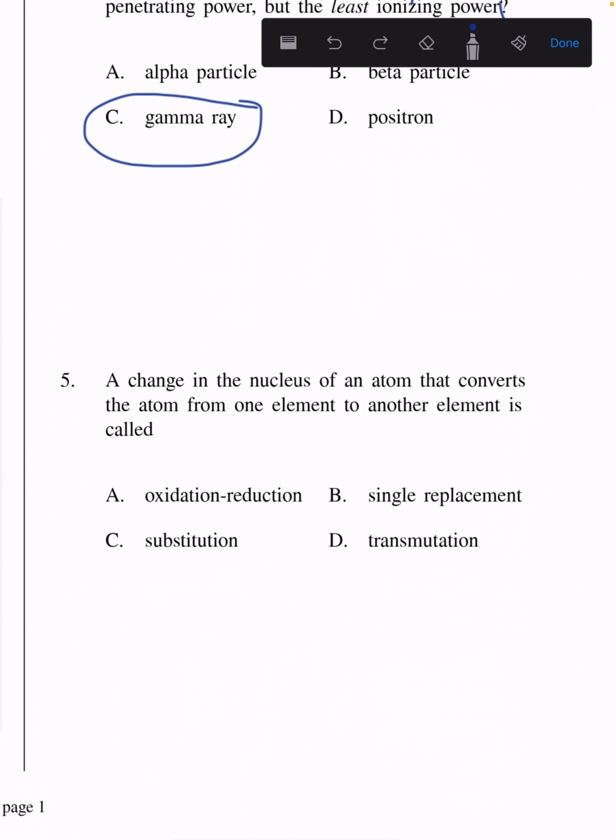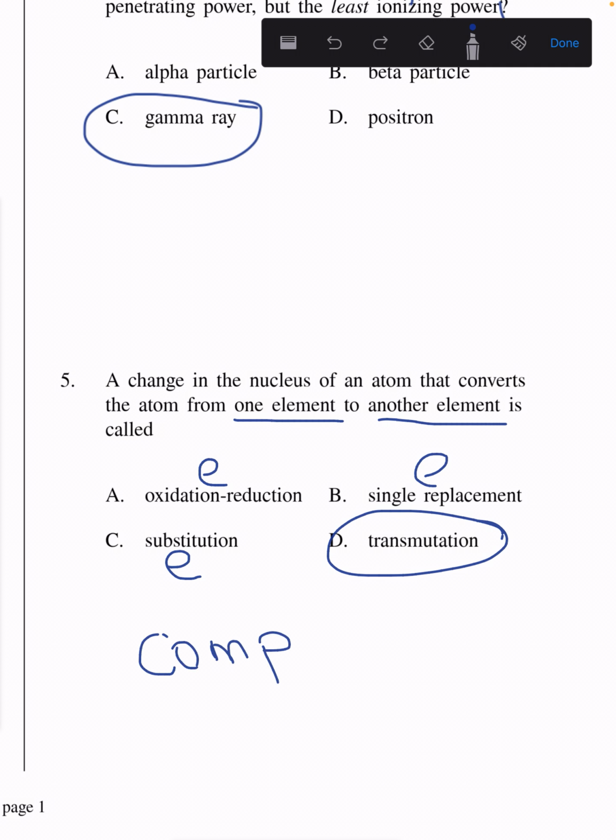A change in the nucleus of an atom that converts the atom from one element to another is called transmutation. These others are all about electron change. We do not form a new element there. We may form new compounds, but a transmutation reaction forms new elements.